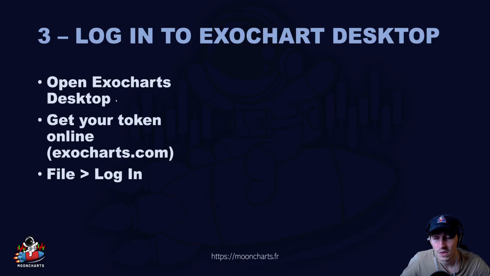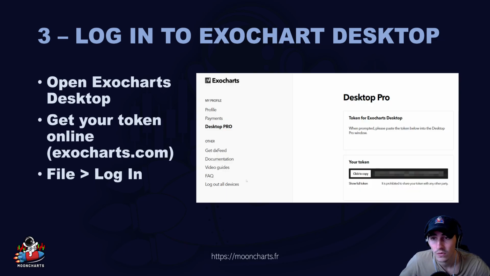Once this is open, so you loaded the software, you have to get your token online. You have to go into exocharts.com, log into your profile, go into the Desktop Pro section here, and check your token section. Click the button, click to copy, and this will copy your token. This is a token you will need to log in to Exocharts Desktop. That's why I'm saying you have to do this.